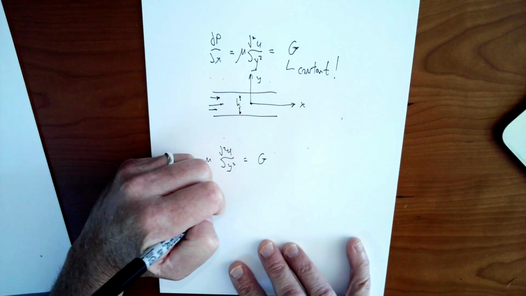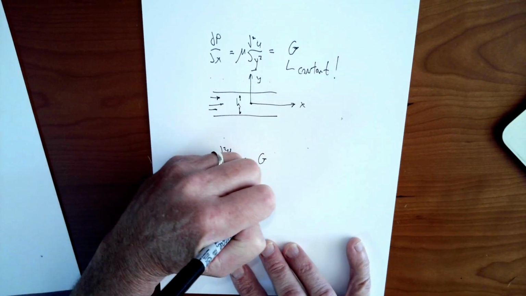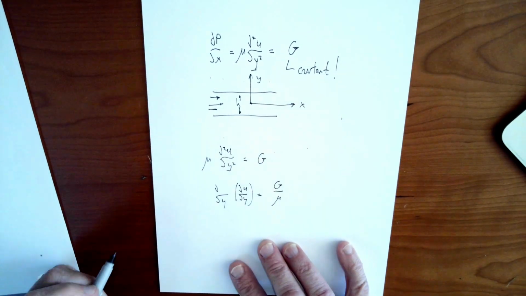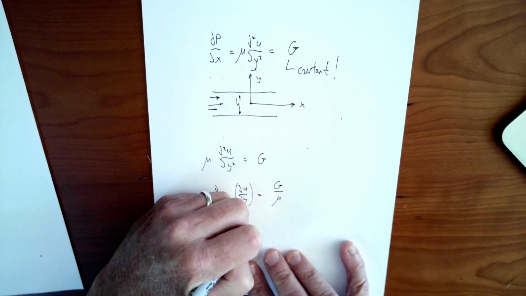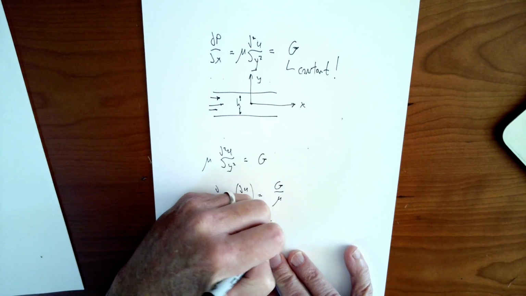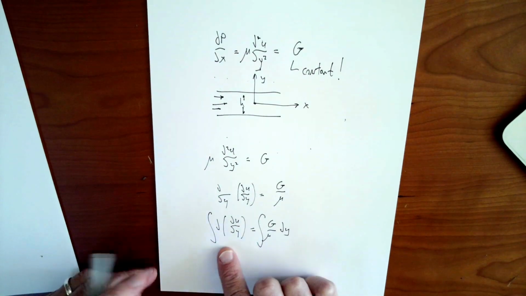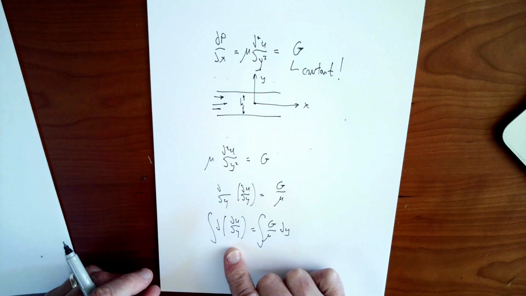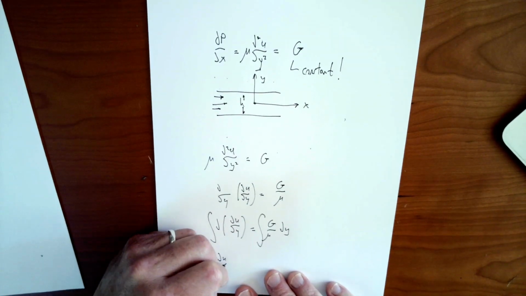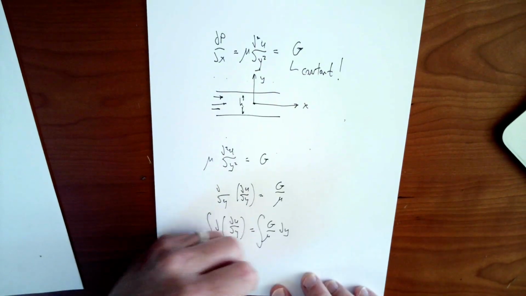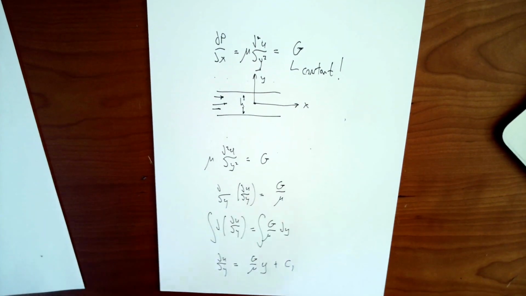So I have d by dy of du dy is equal to g over mu. Now I'm going to multiply both sides by dy. I have d of du dy on the left, and on the right I have g over mu dy. I take the integral of both sides. The integral of d of anything in parentheses is just whatever that thing is. So the left-hand side is simply du dy. And the right-hand side, of course, g and mu are constants, so g over mu y, and then I have to add a constant of integration, c1.